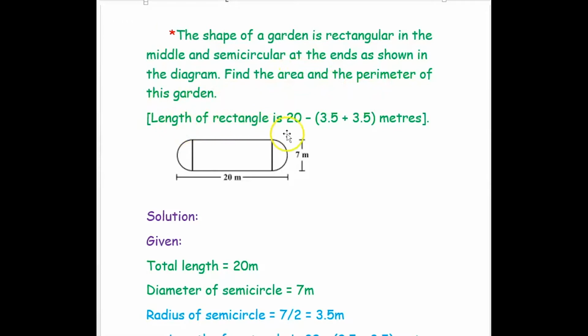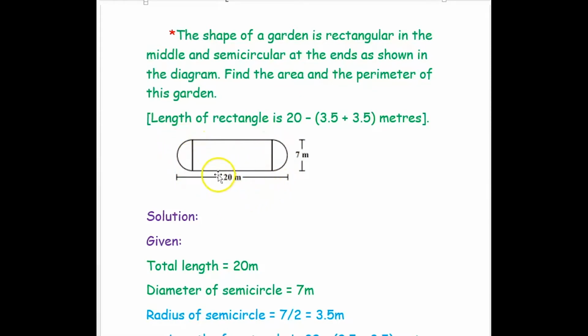Length of rectangle is 20 minus 3.5 minus 3.5 meters. Now we'll see first what is given, what to find, and then we'll solve step by step. So it is given that the shape of the garden is rectangular in the middle and semicircular at the ends, like this. So this is the rectangle in the middle, semicircle at the ends. Now we want to find the area and perimeter of this garden.